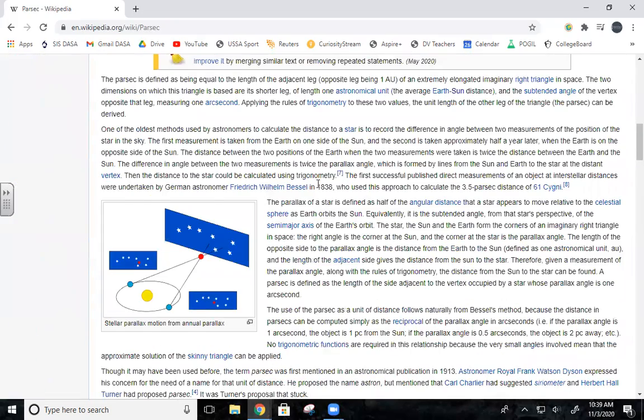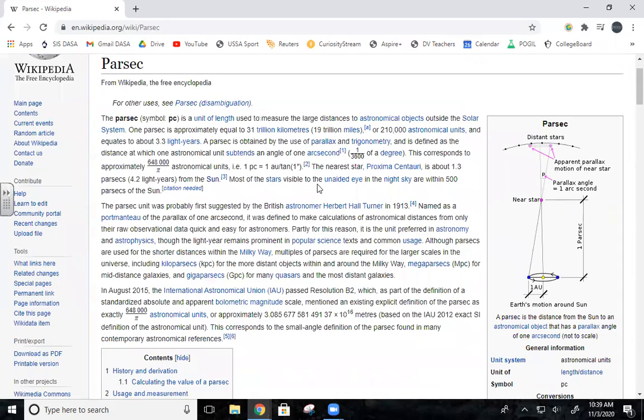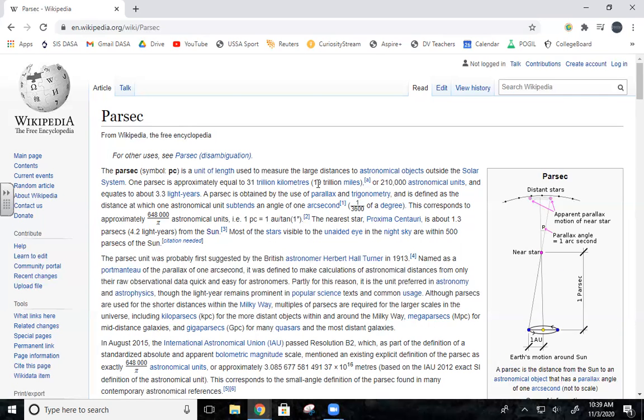So a parsec, it's kind of complicated. It has to do with how we measure distances, like the parallax. It's a parallax second. But I don't need you to know all that. I just need you to know that it is a measurement of distance used in astronomy, all right? Parsec.